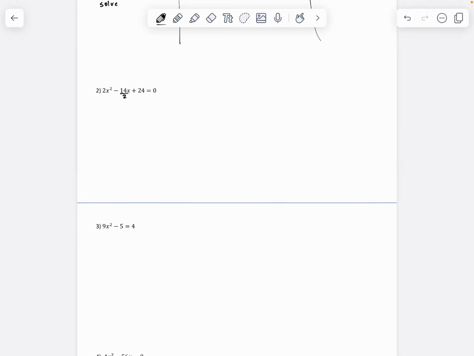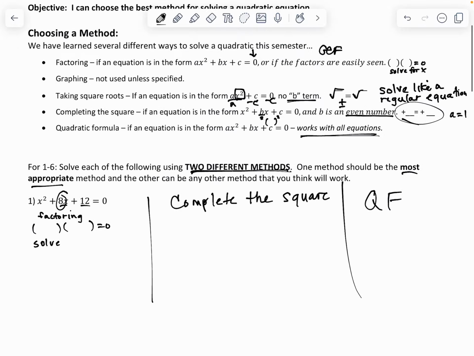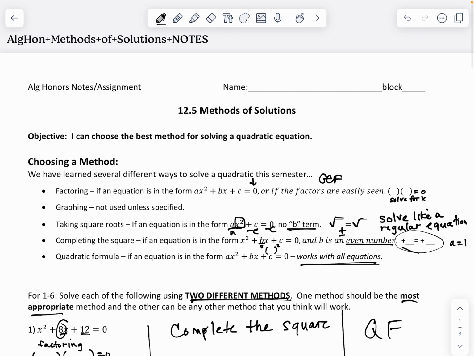So for the rest of your e-learning, you are going to work through the methods of solutions, and then you also will have a little Canvas quiz that you are going to complete. So that will be your e-learning assignment for today.